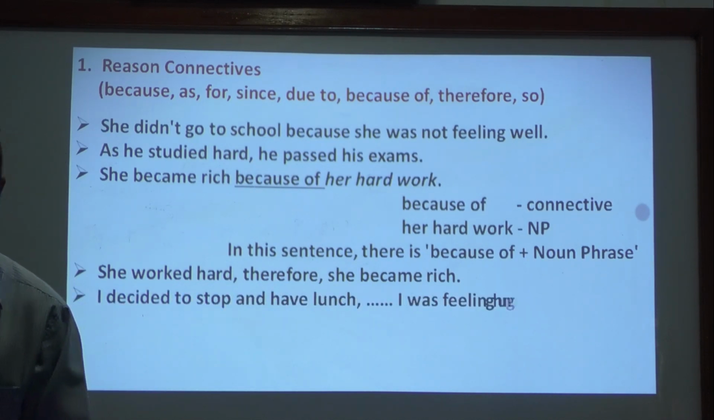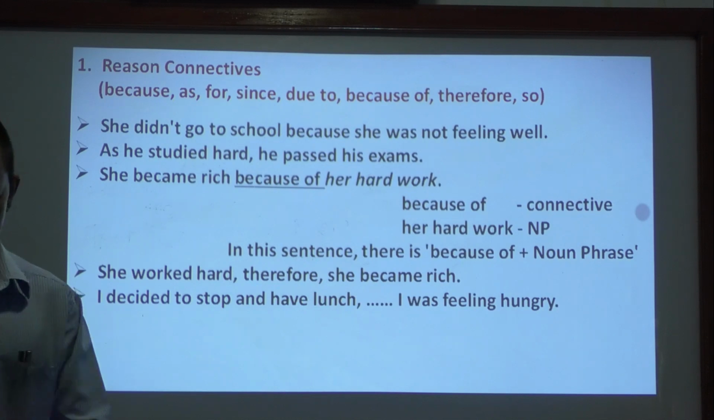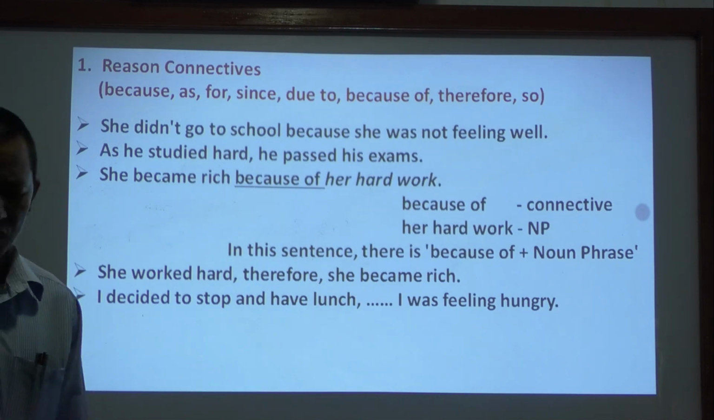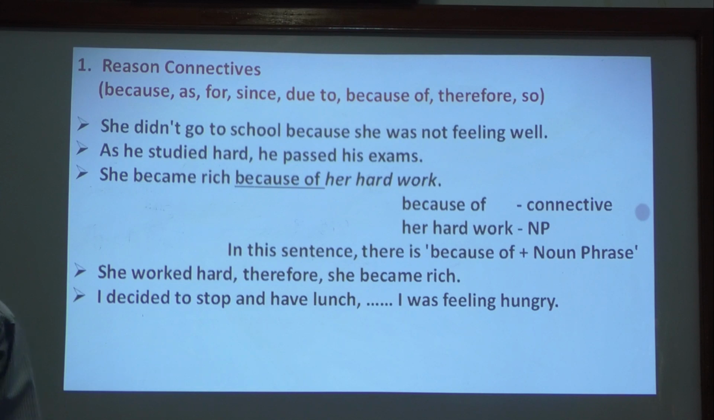I decided to stop and have lunch. I was feeling hungry. What is here? What type of connective fits this blank space, or joins these two sentences? So here, I decided to stop and have lunch. I was feeling hungry, so that, or for, or due to. Yes. So what can it be?